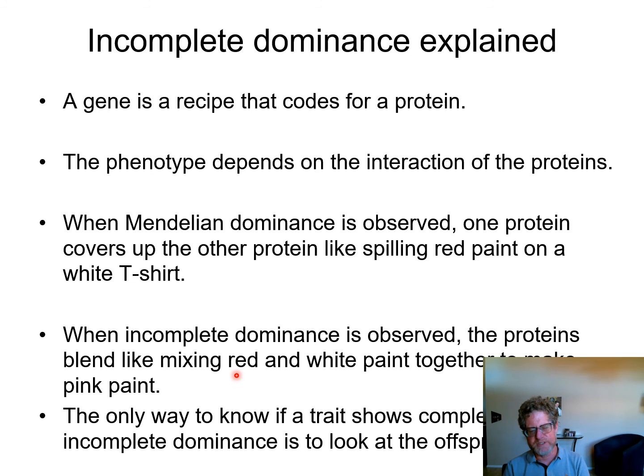And you can't really predict in advance if alleles are going to be dominant or incompletely dominant. You just have to do these crosses, look at the offspring, and then you say, well, based on the offspring, it shows complete dominance or incomplete dominance.